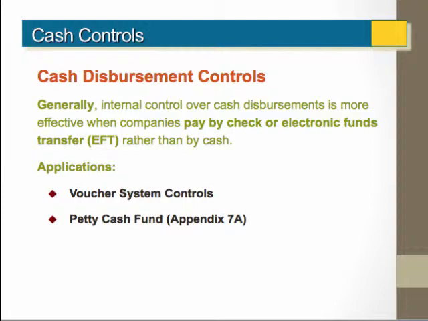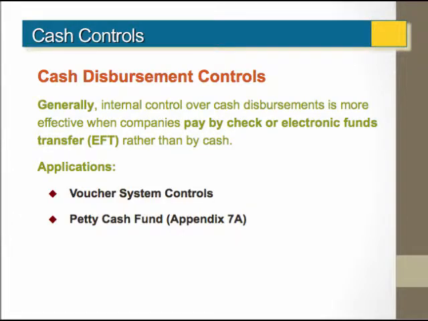When we disperse cash, in other words, we're giving cash out, we want to make sure that we also have controls. Normally, our disbursements will either be in the form of a check or an electronic funds transfer. We do not make cash disbursements with cash because it does not provide an adequate audit trail for us to record the transaction.